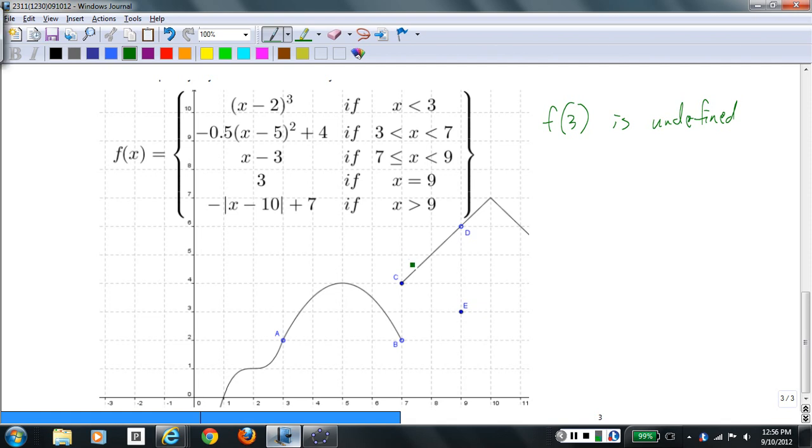Well, not the same sort of issue here at 7. At 7, it is defined. What is f of 7? 4. It's 4. We could get that one of two ways. We could say, well, let's see, this is the interval we need to look at if we want to figure out what f of 7 is, because 7 is between 7 and 9 inclusive of the 7. 7 minus 3 is 4. Or we can look at the graph and see there's a dot right here on the graph at the point 7, 4, and that must mean that f of 7 equals 4.